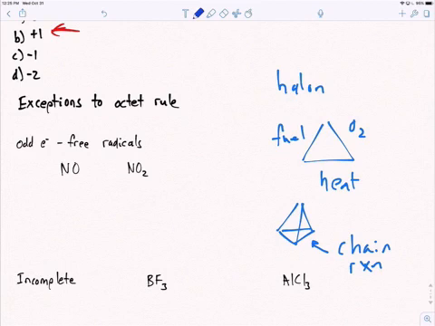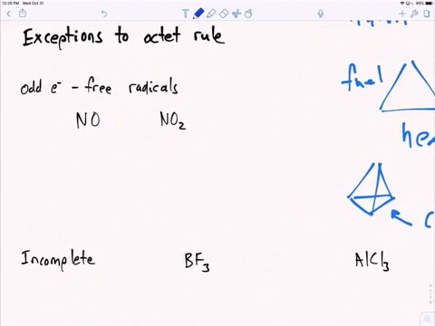So, there are some exceptions to the octet rule, and one of them are known as free radicals. Maybe you've heard of free radicals. These are from odd numbers of electrons. So nitrogen monoxide, for instance, and nitrogen dioxide, these are both free radicals.